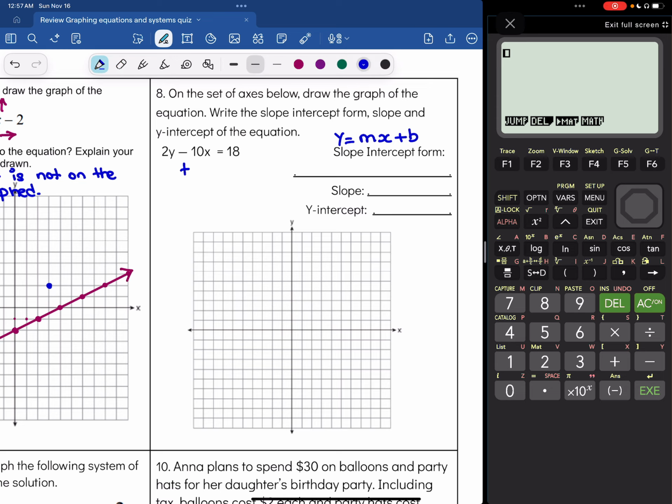All right, so I'm going to add 10x to both sides. This is going to cancel. Negative 10x plus 10x is just going to cancel out. And then I'm left with 2y is equal to 18 plus 10x. We can't combine these because they're not like terms, so I just rewrite them individually below.